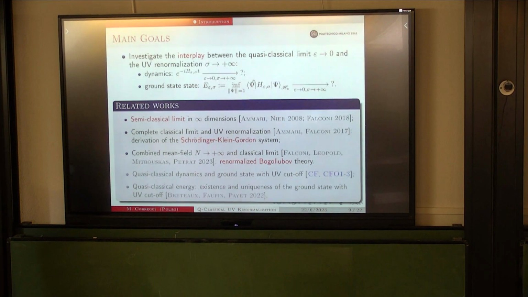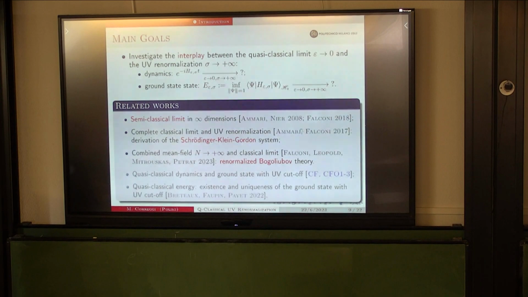And concerning those questions, there are a few works. One is the one presented by Leopold, and I think I made a mistake in quoting it, because I think there is Lampart instead of Petrat, right? So I'm sorry, I think I quoted the wrong paper with the wrong year. Anyway, more or less the same authors, with one in place of another. So key references are the papers by Ammari and Nier, where they started this business of semi-classical analysis in infinite dimensions, and a more recent refinement by Marco in 2018.